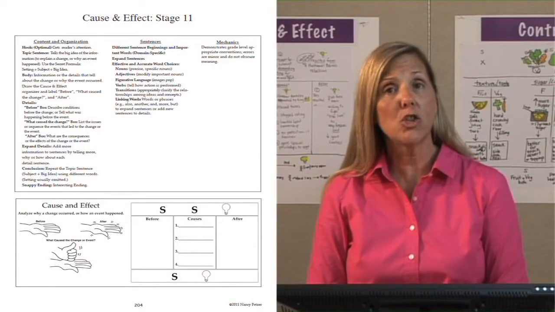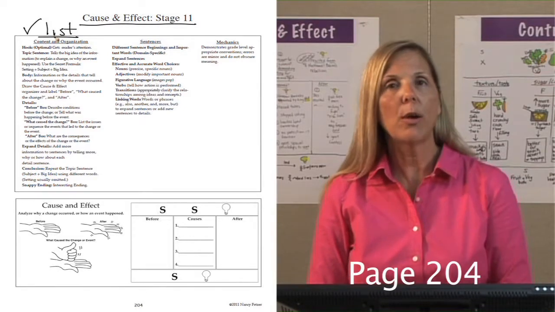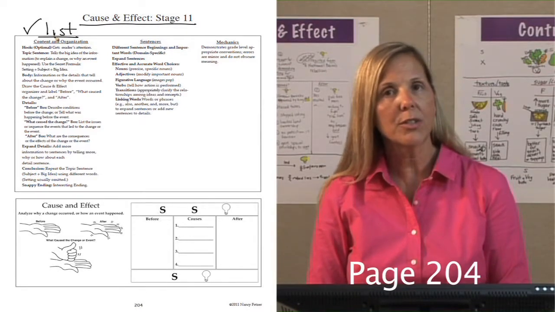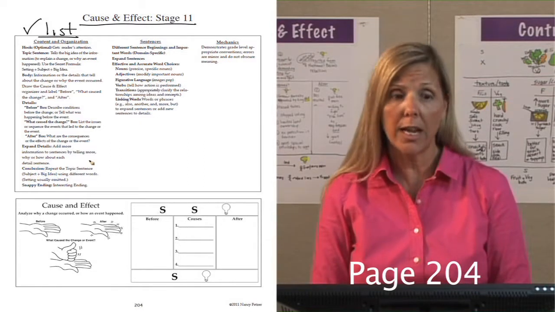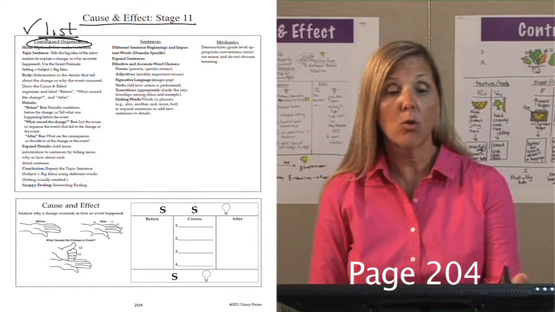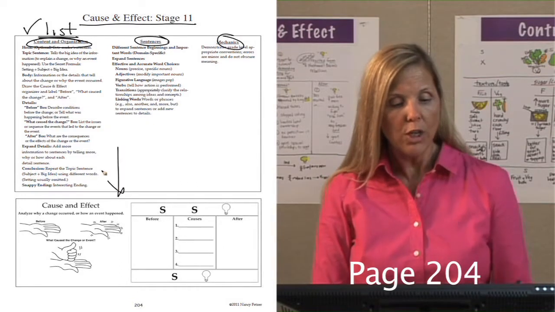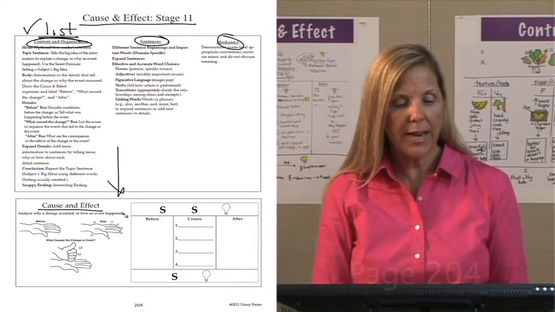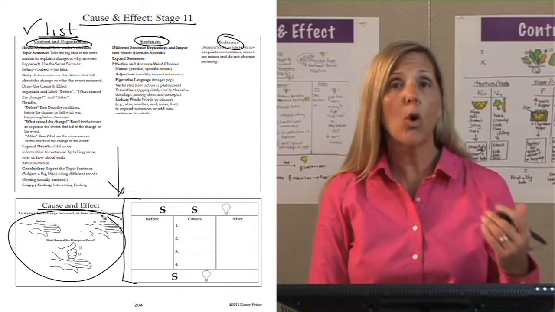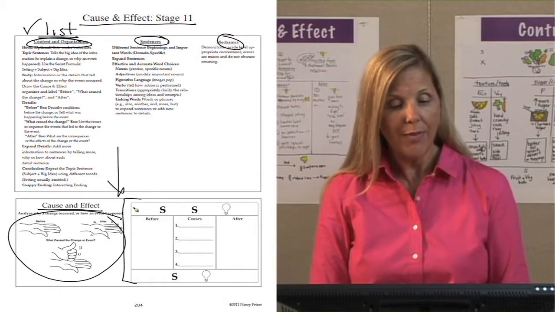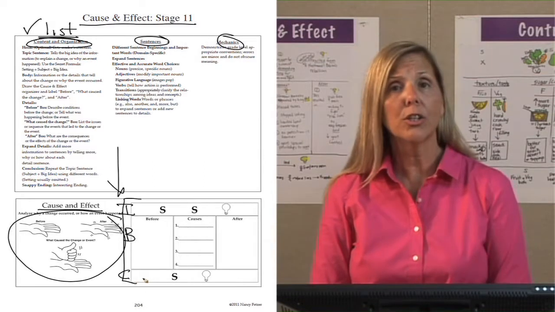We begin on page 204. I have displayed a checklist so that when your students finish writing their cause and effect paragraphs or essays, you can use this checklist to analyze their work for their content and organization, their sentences, and mechanics. Below, you will see our cause and effect organizer and hand signs. Again, just like all the other organizers, they are set up with introduction, a body, and a conclusion.